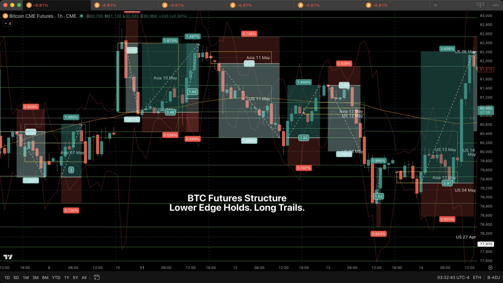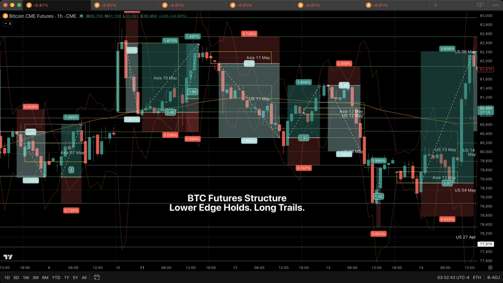Entry: May 13th Asia lower boundary. Stop: May 4th U.S. minus 150%. First target: May 13th U.S. midpoint. Then trail to May 13th U.S. upper boundary, May 12th U.S. upper boundary, May 11th U.S. upper boundary, May 6th U.S. lower boundary, and finally, May 6th U.S. midpoint. Risk-reward ratio, 3.97. The logic is simple.